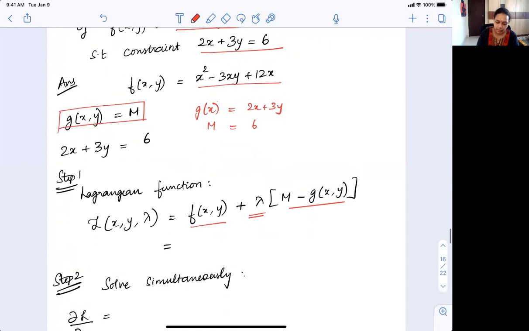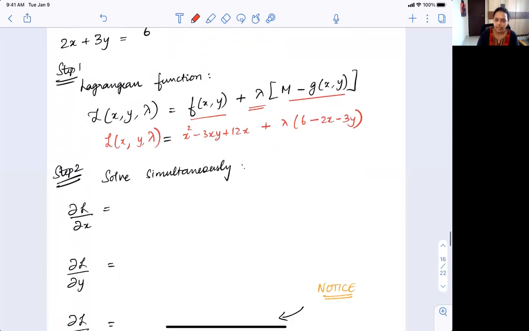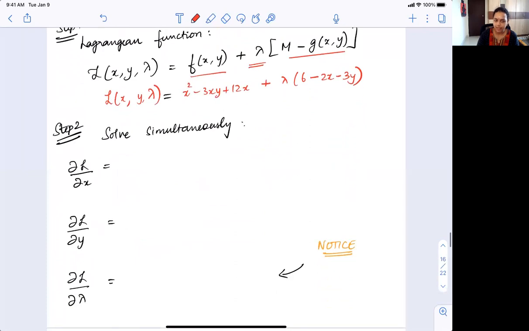So we have f of x, y as x squared minus 3xy plus 12x, plus lambda times 6 minus 2x minus 3y. This is my Lagrangian function, which is a function of x, y, and lambda. Now let's take the first order derivatives and solve simultaneously.